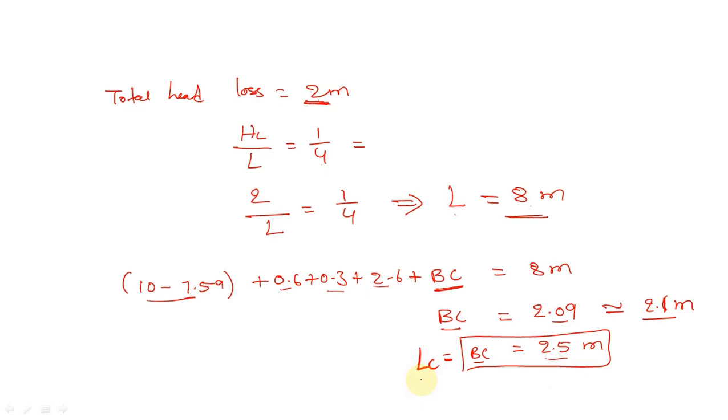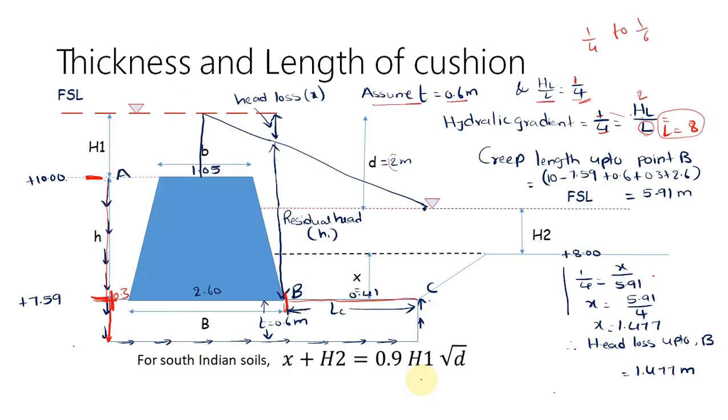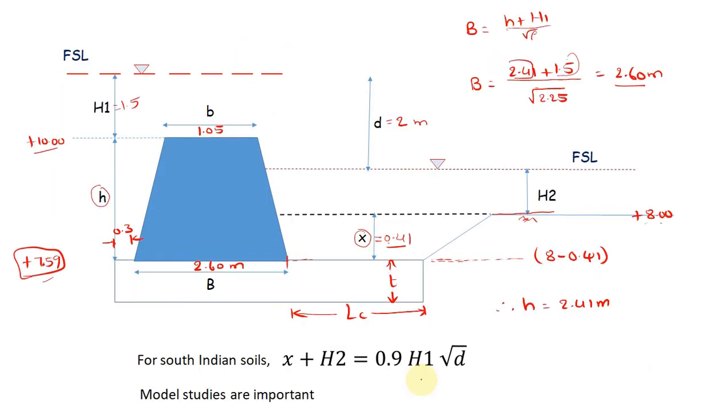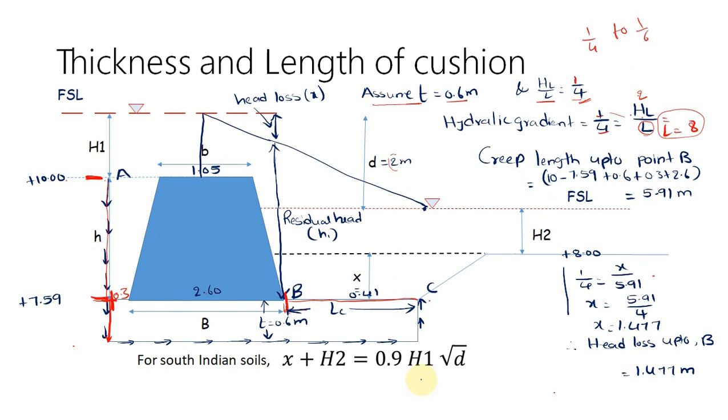Now go to the thickness. Now you see the thickness of the cushion. First we have to find the residual head H1, the residual head at the point B. The creep length up to point B is 10 minus 7.59 plus 0.6 plus 0.3 plus 2.6. I told you just now how to calculate creep length. So the total creep length is 5.91.